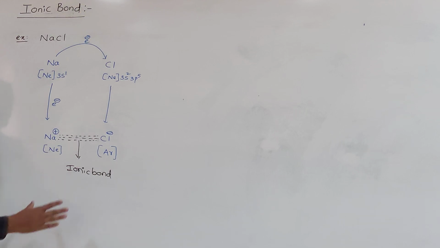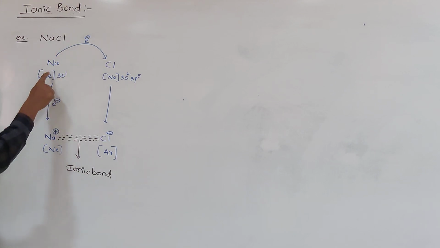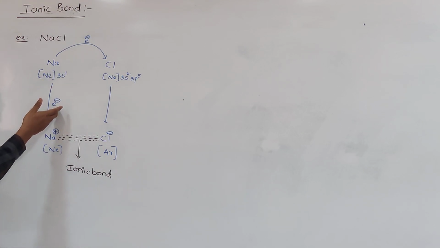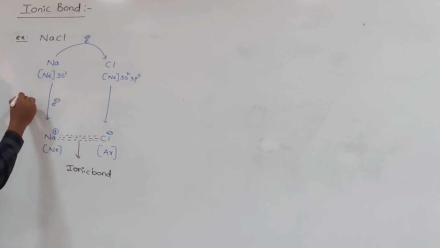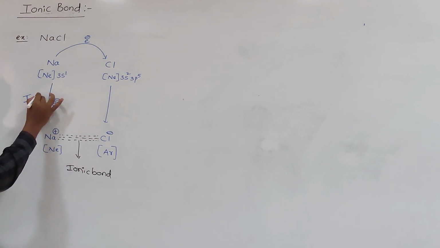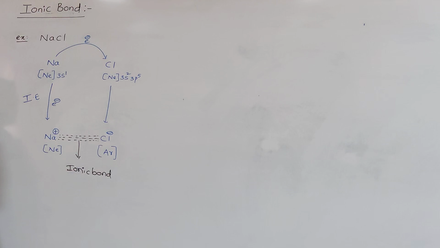That means the formation of ionic bond depends upon three factors. One is losing the electron. The amount of energy required to remove the electron is called ionization enthalpy. That is the factor which influences the formation of the cation.